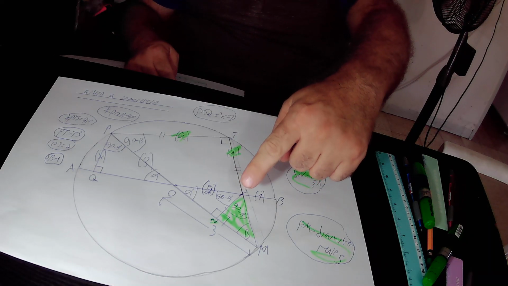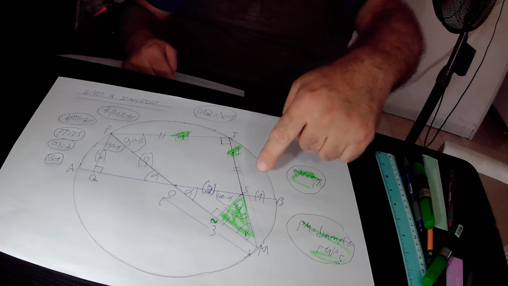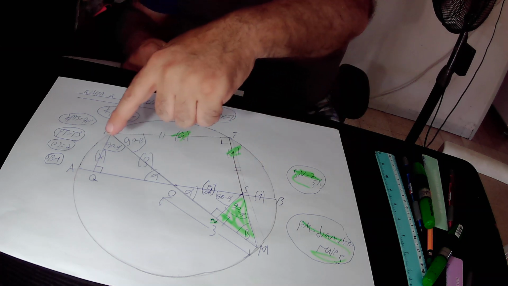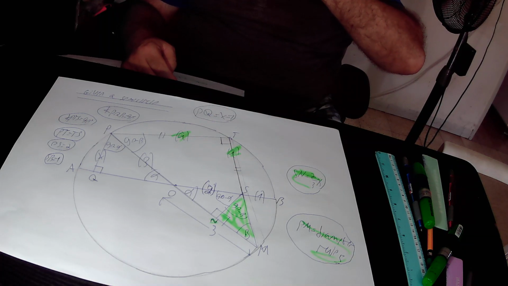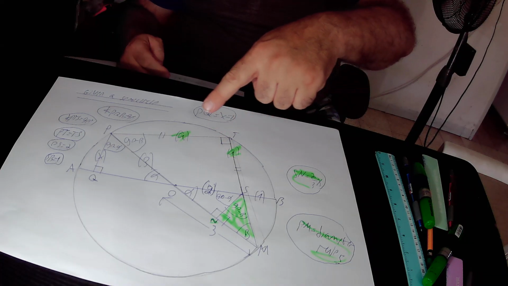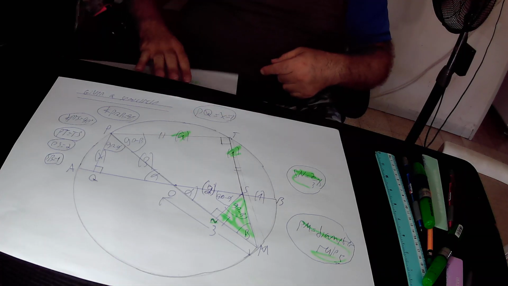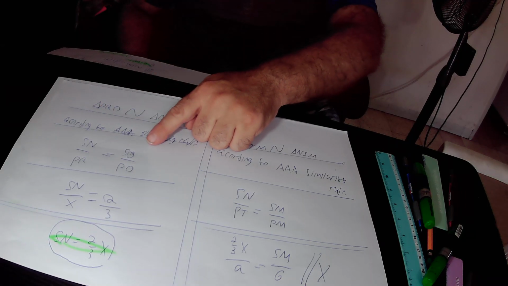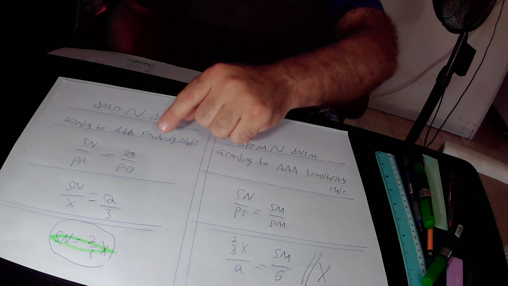Side SN of the lower right triangle ONS over side PQ of the upper right triangle PQO is equal to side SO of the lower right triangle OSN over side PO of the upper right triangle PQO. Okay, SN over PQ equals SO over PO. SN is the missing side, so we leave it as it is. PQ is this.